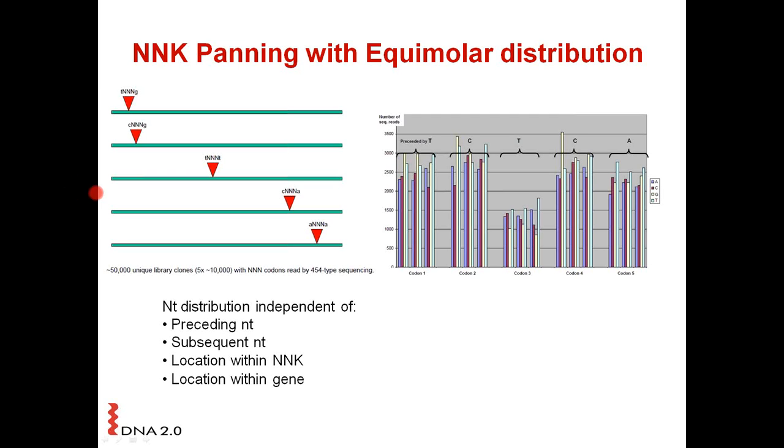So the important point is that not only is the distribution even, it's also independent of the location within the ambiguity position itself, the location within the gene, and the preceding or subsequent nucleotide in any of the single positions that they examined in this particular case.